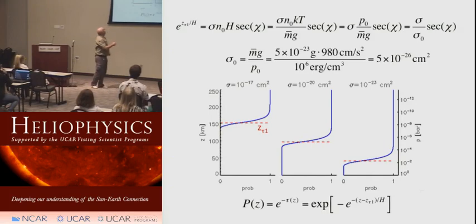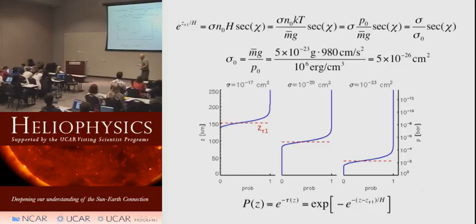Okay? And I can just plug in all the numbers, and I get 5 times 10 to the minus 26 centimeters squared. It reminds you that atoms are very small. Okay? This is basically the area under one atom in the atmosphere. If I go all the way up with this cross-section, I will have one atom in my atmosphere.